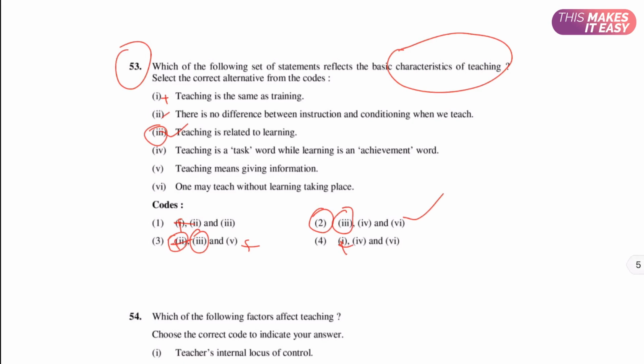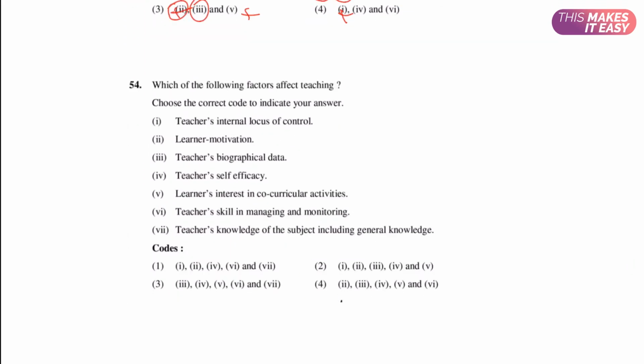Coming to another question from the same paper. The question says that which of the following factors affect teaching? Teachers' internal locus of control. It might be, but we are not sure. Learner motivation, it affects for sure. Teachers' biographical data. Teachers' biography is not at all affecting teaching. So we will knock out the options which have the third statement. Now we have been left with only one option. So that is the correct one. I haven't read this statement at all, still I have answered the question.